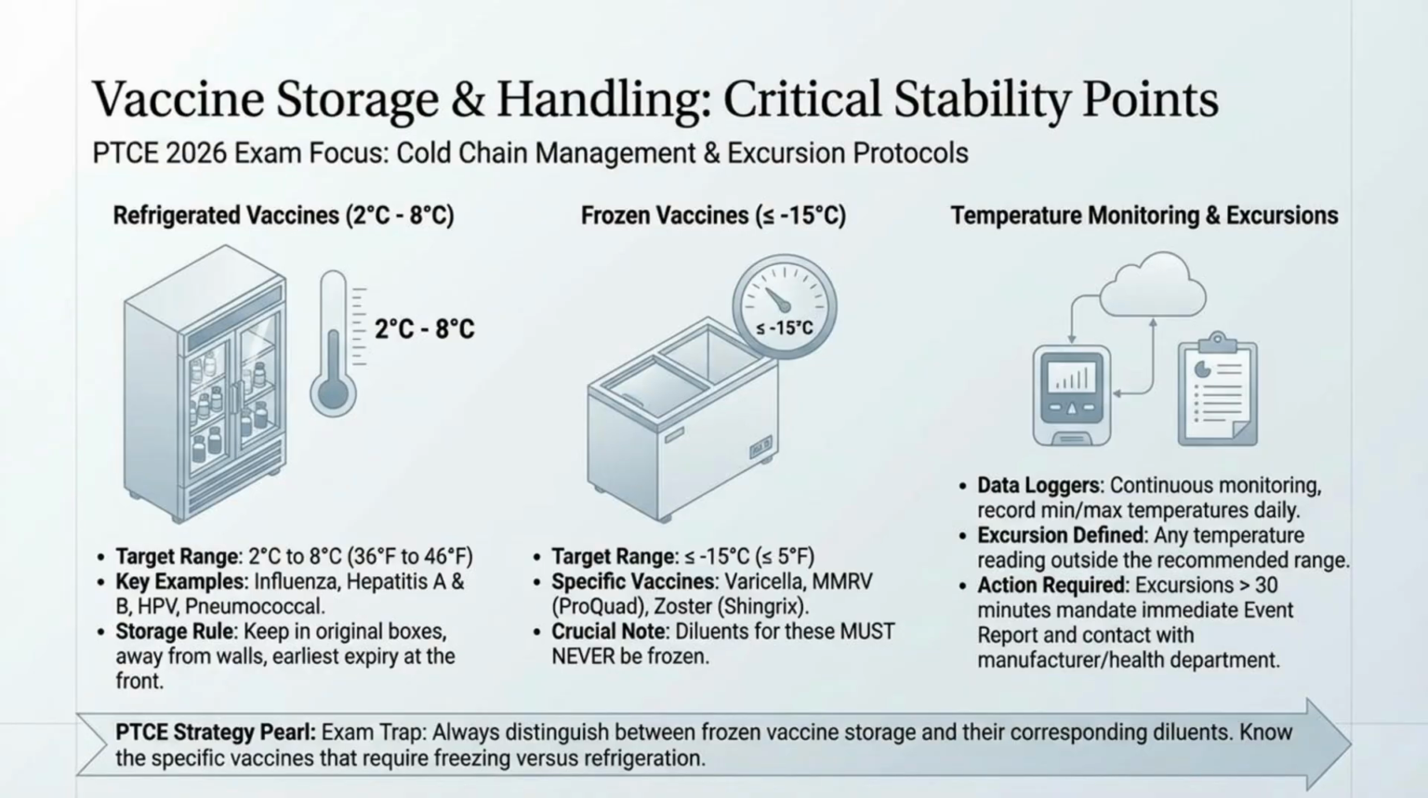Vaccines require stringent cold chain management. Refrigerated vaccines are stored at 2 to 8 degrees Celsius, while frozen vaccines, like varicella, are stored below -15 degrees C. Temperature excursions lasting over 30 minutes require immediate reporting.